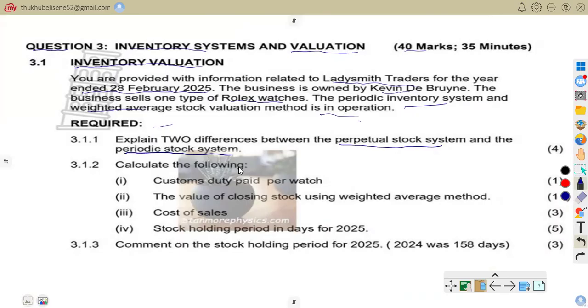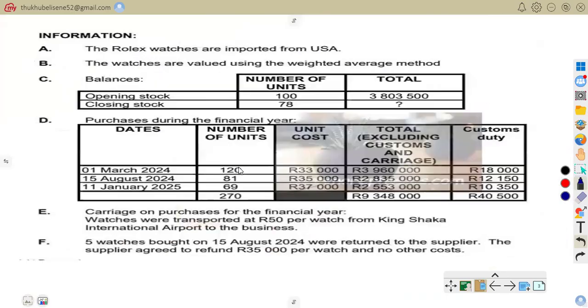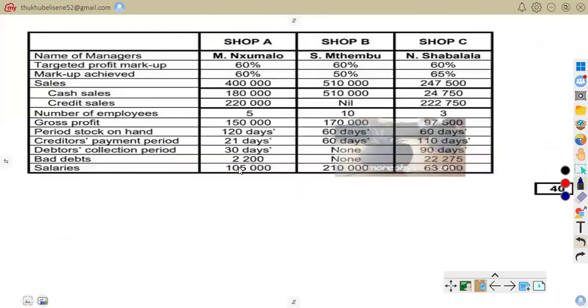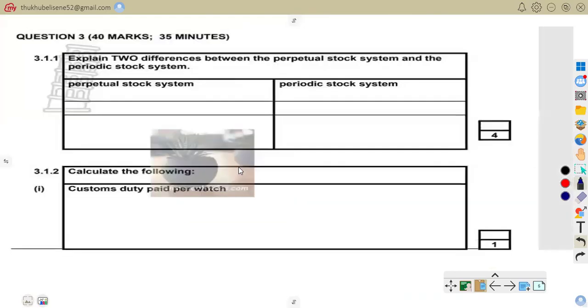We do have our answer book. Let's quickly go to our answer book and answer Question 3.1.1. Here you know very well that we are asked to give the difference between perpetual stock system as well as periodic stock system. Let's first start with the perpetual stock system.